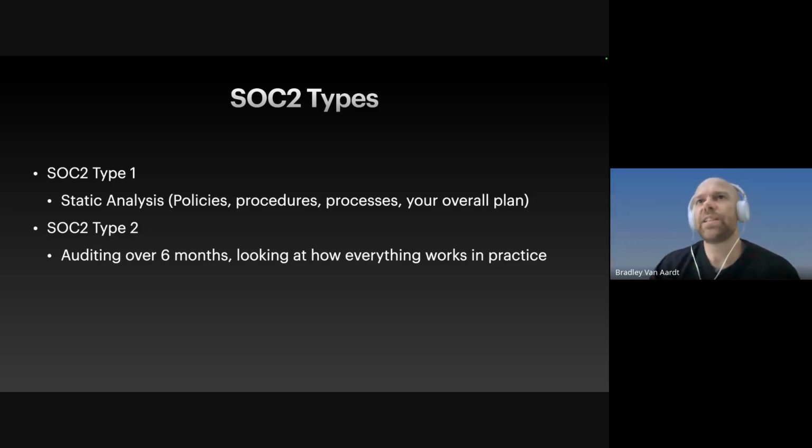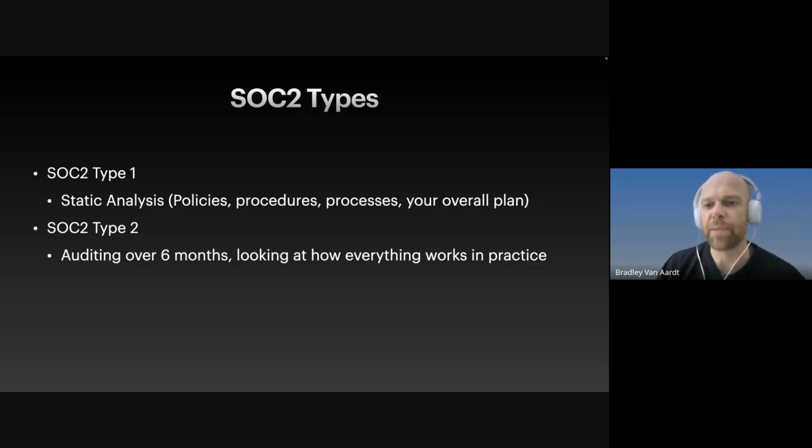Okay, so SOC 2's got two different types. It's got a type 1 and a type 2. So the type 1 is just a static analysis, really. They just trust that you say you're going to do the things, and they look at your plan basically, but they don't look at how it actually operates in reality. With the type 2, they actually audit over a time period. It's normally like 3 months to a year. So we'll say average 6 months, but the minimum you can do it over is 3 months.